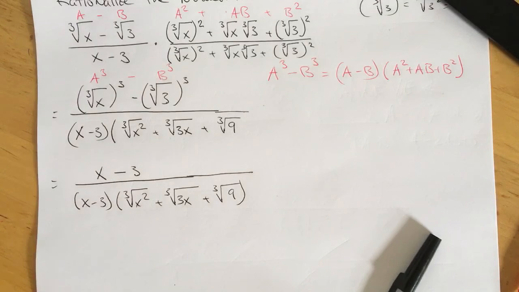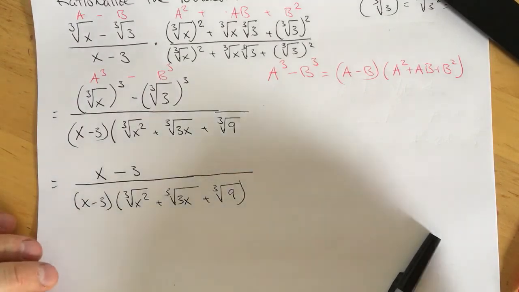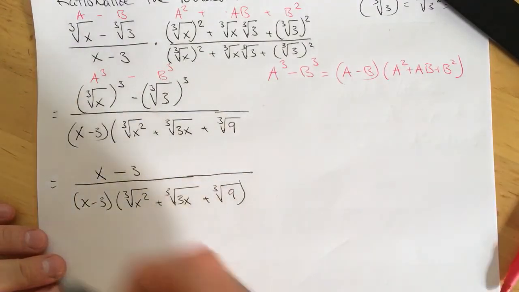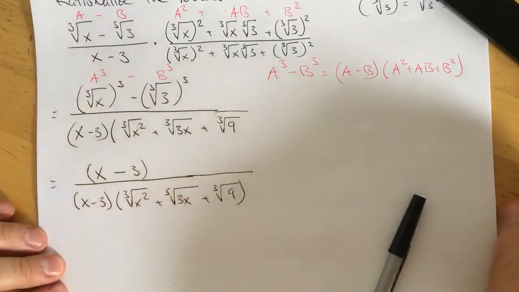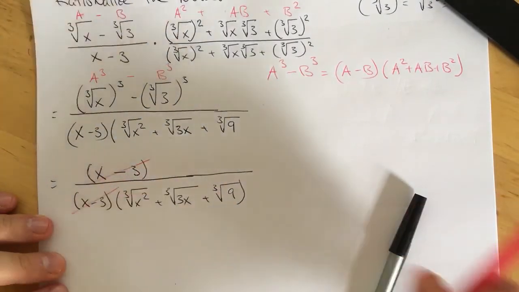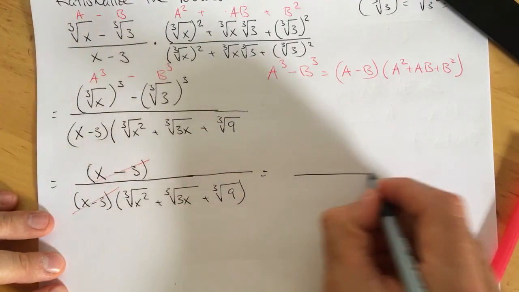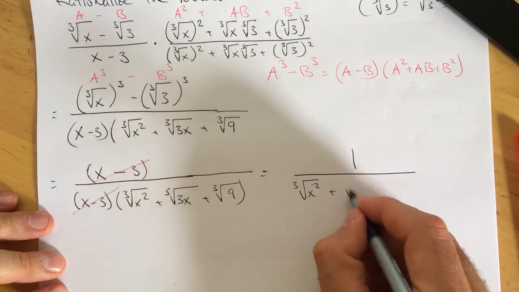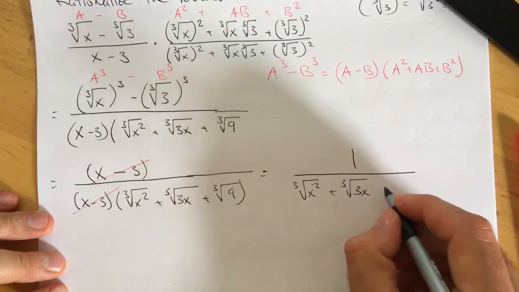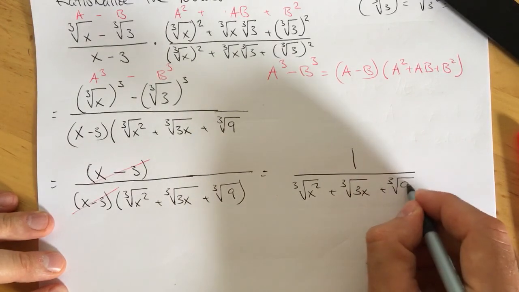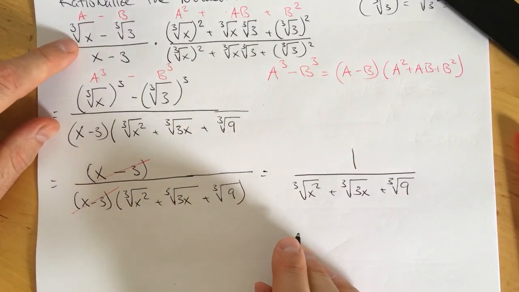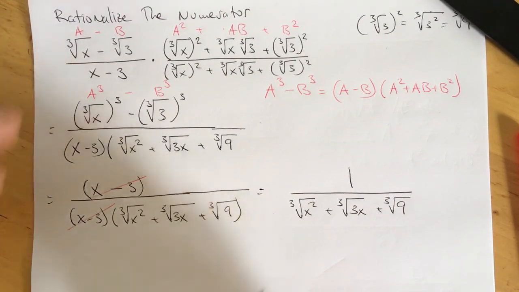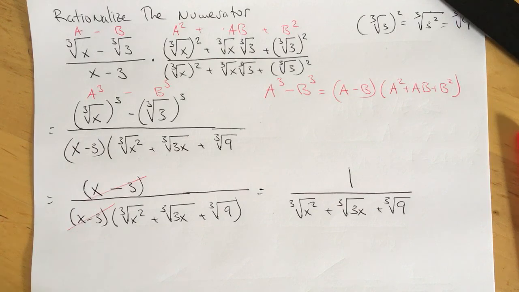And as you can see, here we have the same factor appearing in the numerator and the denominator. That's x minus 3. We can cancel that. And our final answer is 1 over cubed root of x squared plus cubed root of 3x plus cubed root of 9. So be careful in this case where cubic roots are involved in our radical expression.